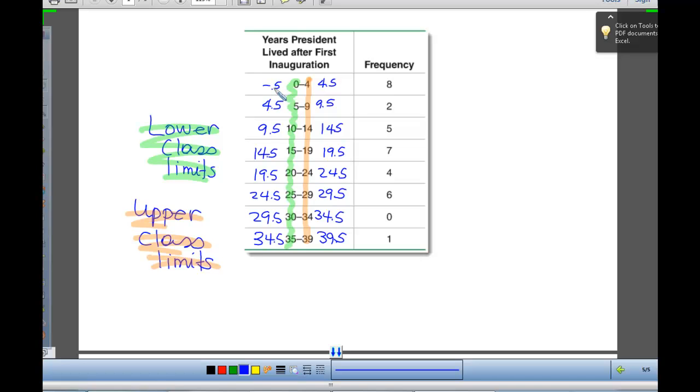But now the classes are defined so there aren't any gaps between them. Do you see the difference? And that's important, especially when we get ready to graph these things. When we make our histograms, we don't want those gaps between our classes. All right, so these are the class boundaries.